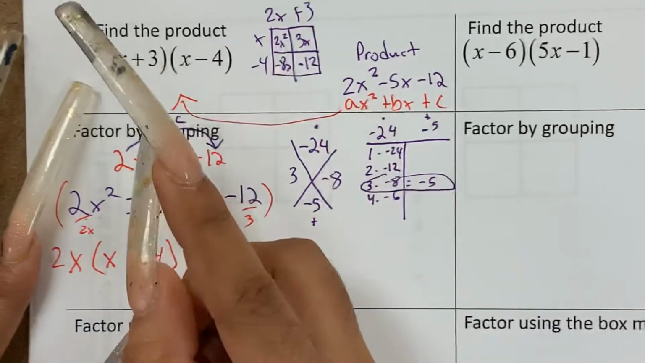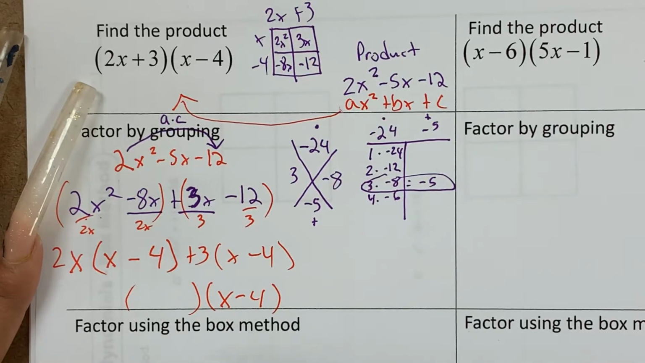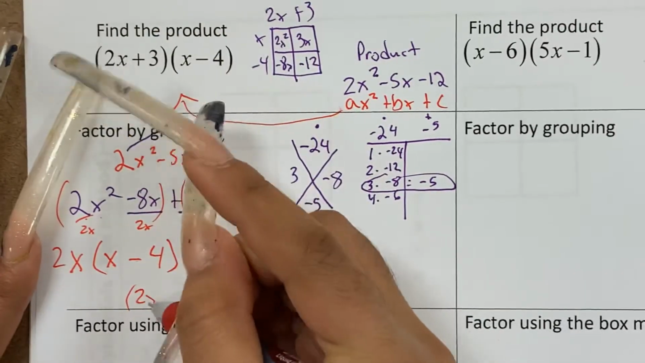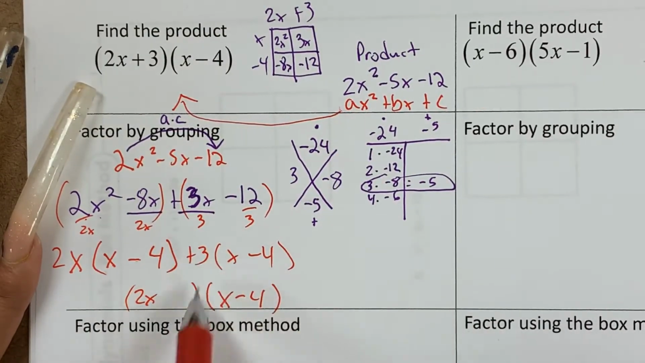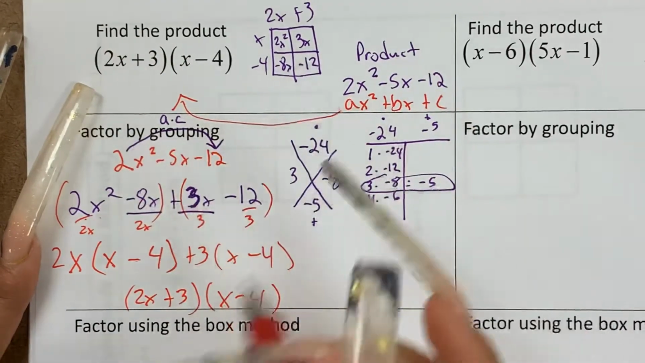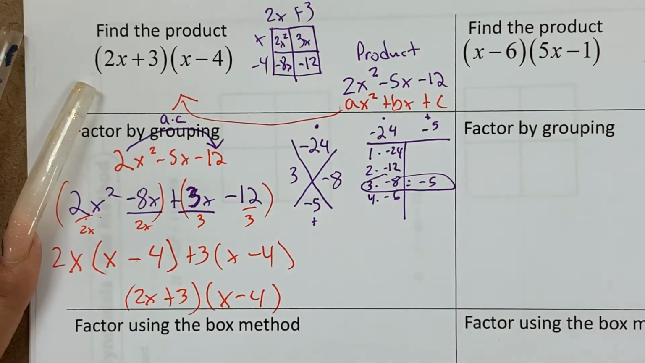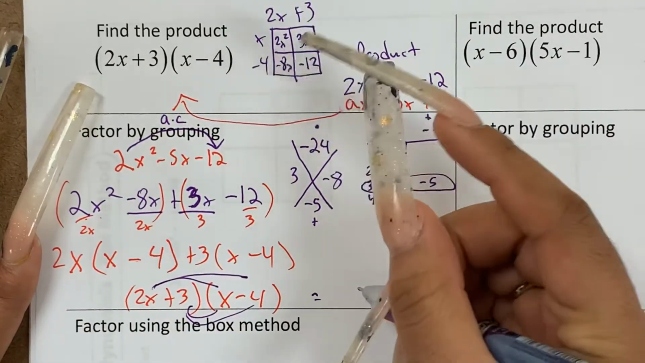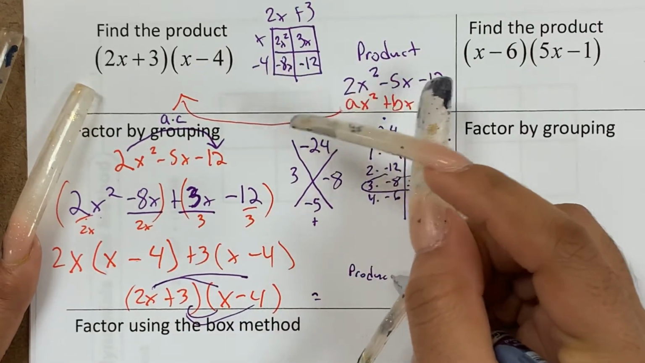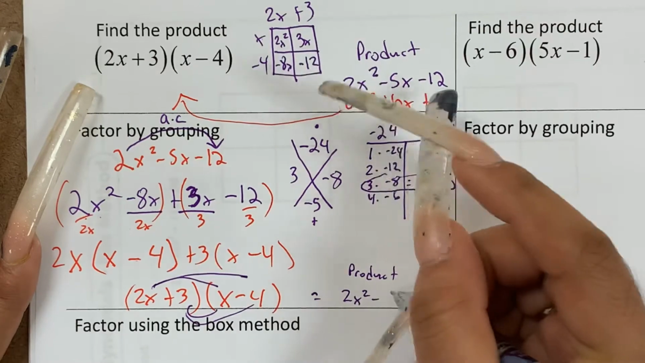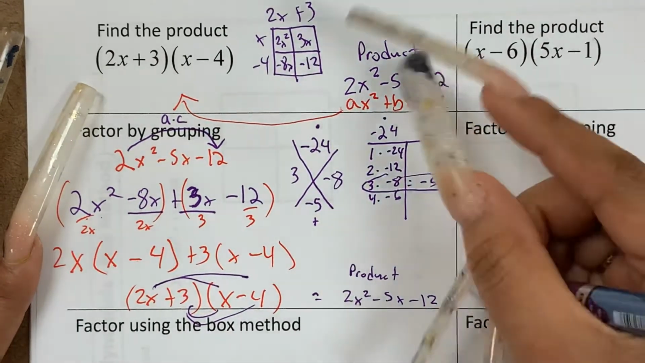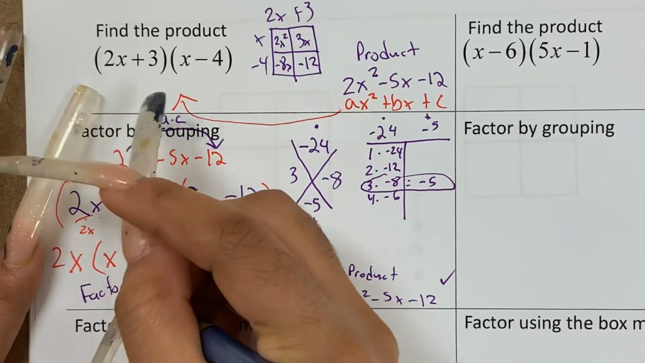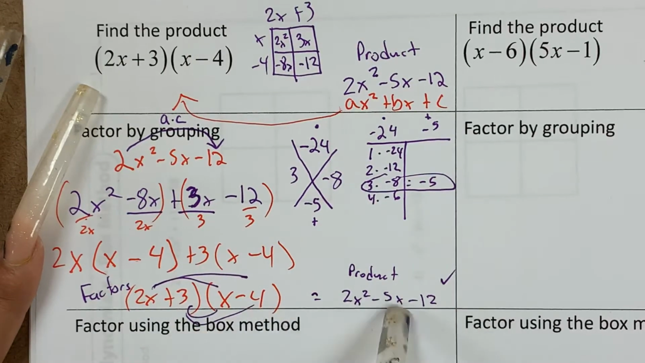The other factor you kind of create by factoring. So if you take out x minus 4 from this group, what you have left is 2x. If you take out x minus 4 from this term, what you have left is plus 3. So those are your two factors. If you were to multiply these using FOIL or box, you will get the product. And that's how you could check. So these two are called factors. Then when you multiply them, that's called the product.